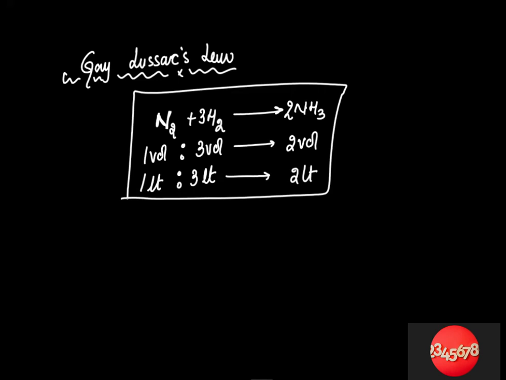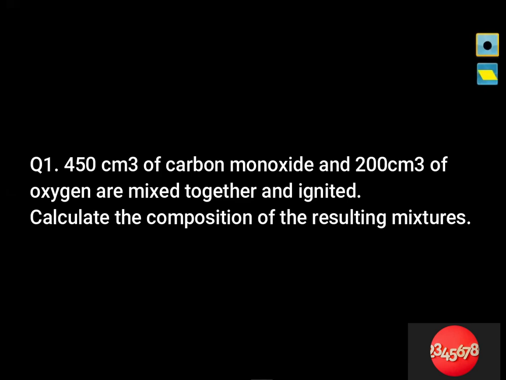Now page number 72, first numerical, let's see here. Check quickly. First numerical beta, it says 450 centimeter cube of carbon monoxide. All of you know what is carbon monoxide, CO. The volume of CO is given as what? 450 centimeter cube. All right, then and 200 centimeter cube of oxygen, volume of O2, 200 centimeter cube, are ignited.